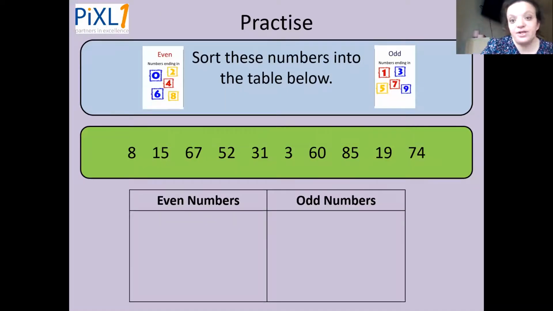So now you're going to have a go at sorting some numbers. You've got the numbers in the green strip, and then you've got even numbers and odd numbers. On your paper, write down under even numbers the ones that are even, and under odd the ones that are odd. Off you go now.